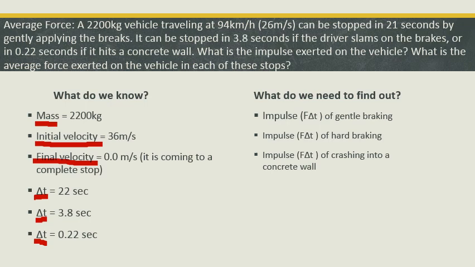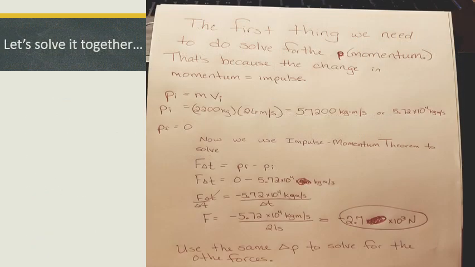And in order to do that, we actually need to back up for a few seconds. So I don't know if you can read this. You know how my eyes are. But I went ahead and worked this out for you. So the first thing we need to do for the problem is to solve for momentum. And that's because the change in momentum equals impulse.